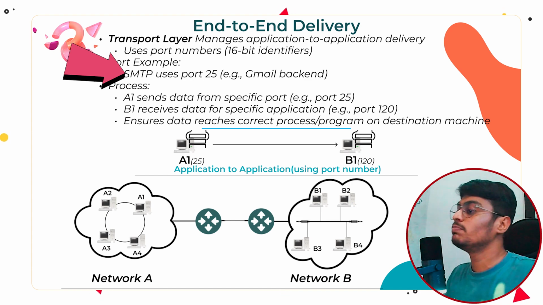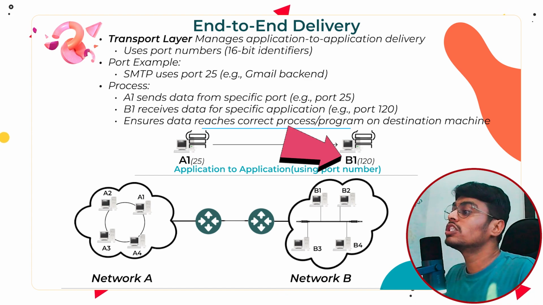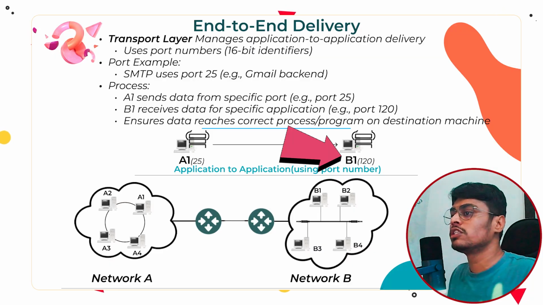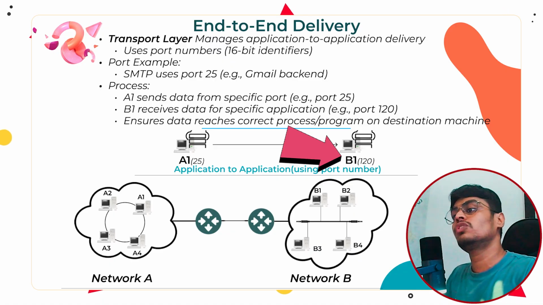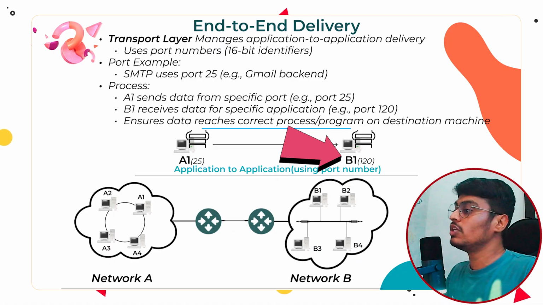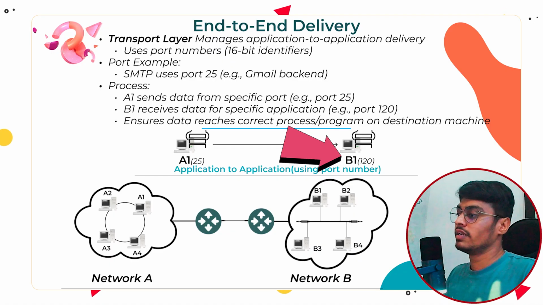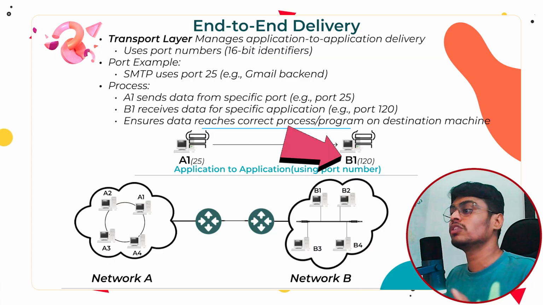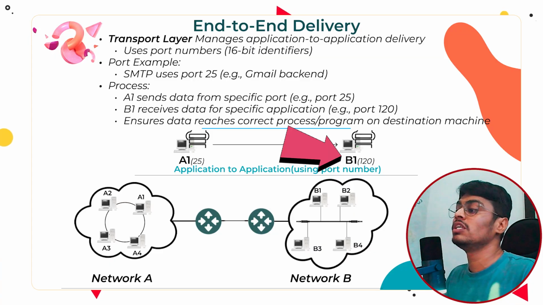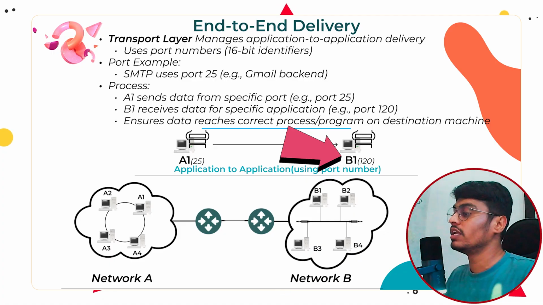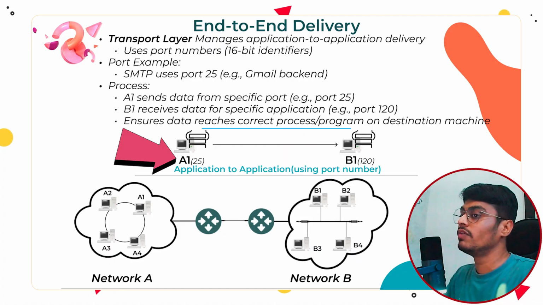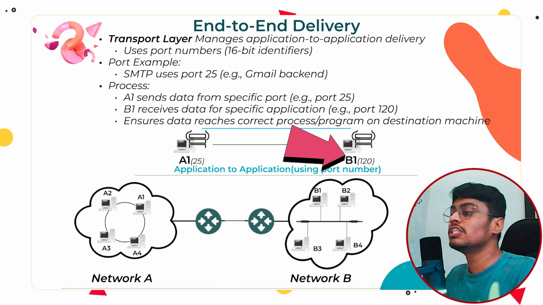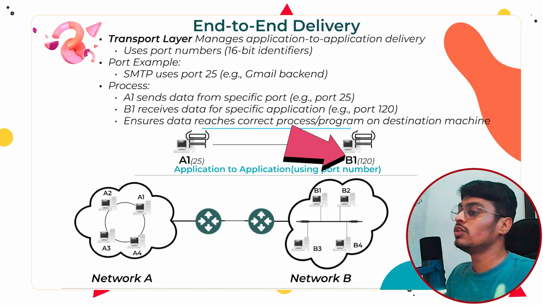When that data reaches B1, it's possible multiple applications are running on that machine also. From the multiple applications, which application should my message reach? For that, we use the transport layer, and it does this by using port to port delivery. We have read the data link layer responsibility also, that was node to node delivery. In the transport layer, we use port to port delivery, or end to end delivery. The message was sent from port 25 of my machine. Let's say there's an application on B1 and its port number is 120. The message should reach that application only, not all the applications. For that, we use the transport layer.